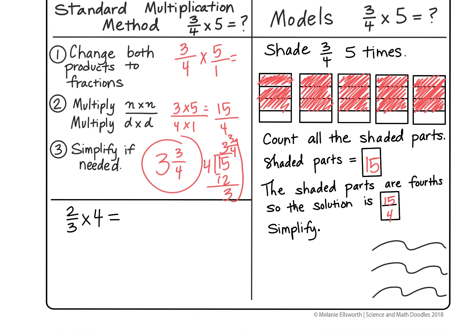So 15/4 changes to 3 3/4. So if I were to take one of these shaded pieces and move it over here, that would make that a whole. Moving one of these to here makes that a whole, moving one of these to here makes that a whole, so that's 3 wholes, and then I have 3/4 left over. Did everybody see that? Do I need to show that again?